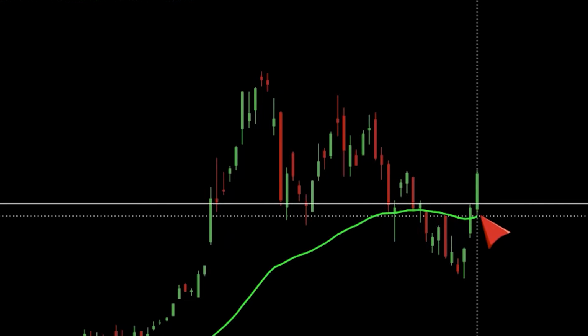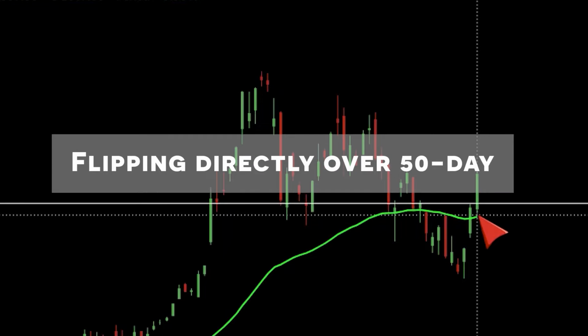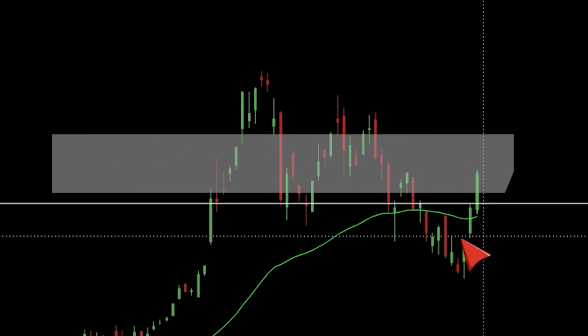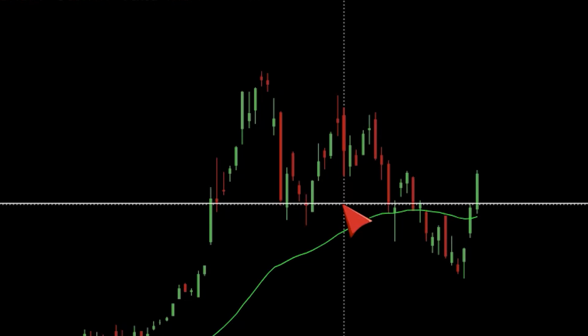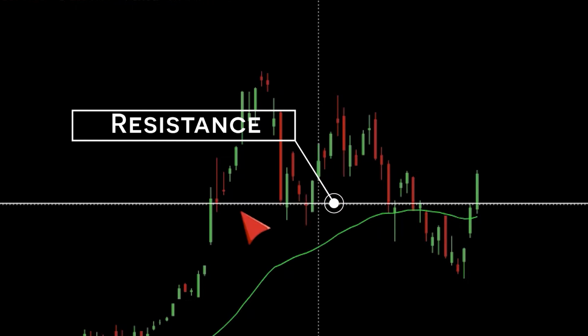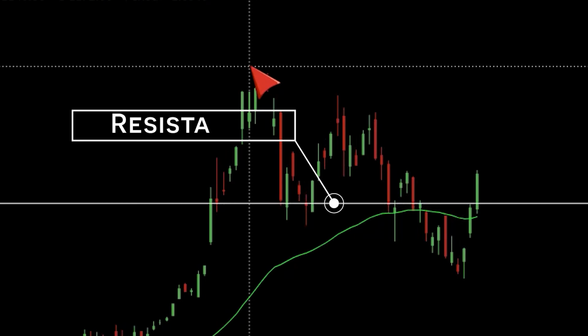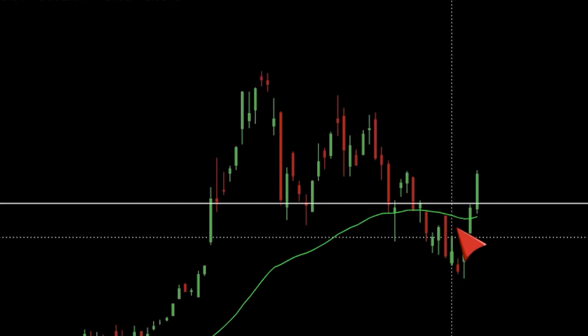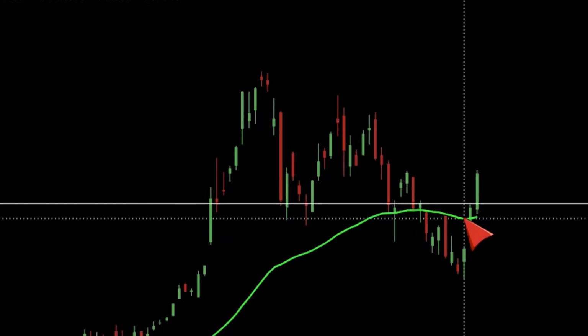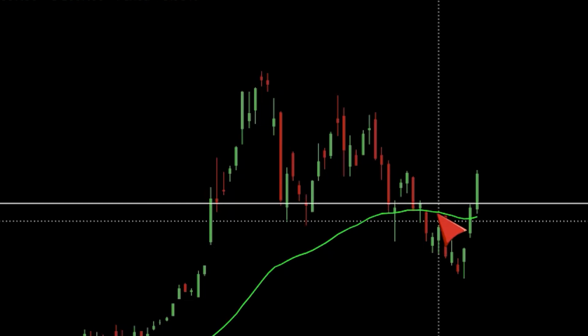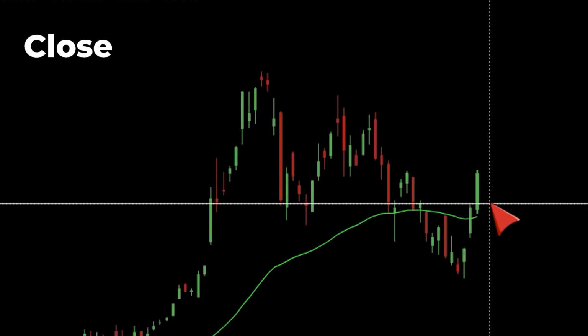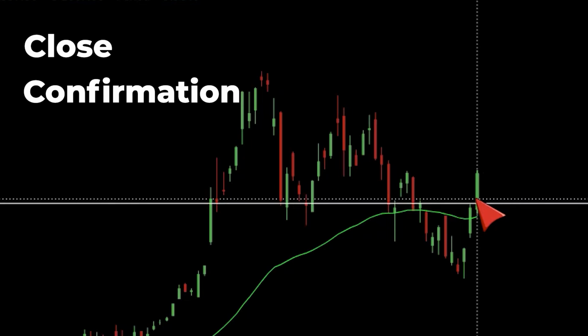Now, when you flip, you're flipping directly over the 50-day right here, but you're running right into resistance, right into the neckline. And you can see this. You can even see that this is kind of like a wonky head and shoulders. So you have an issue here, and you're at the neckline. So you could see why you may have a rejection at that spot. Now, that's not what happened. We got the close, and we got confirmation because we got over this line.